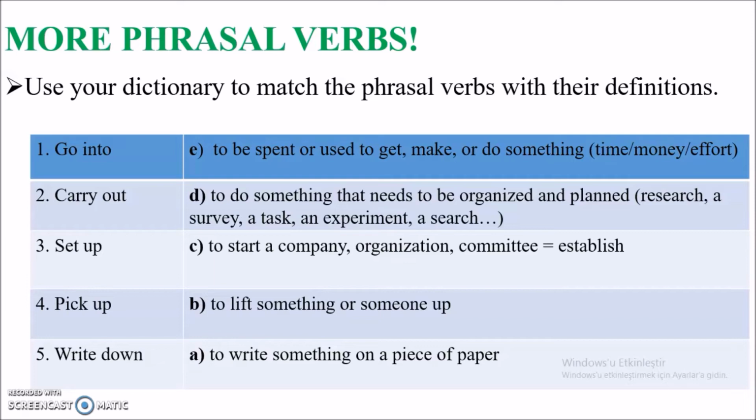If you check those collocations, it will be easier for you to remember and do the tasks in writing or in grammar parts, okay? So set up means to start a company or an organization, and the synonym of this phrasal verb is to establish, so you can remember this more easily. Pick up means to lift something or someone, and the last one is write down. Write down is to write something on a piece of paper, so this is basically to take notes, okay?